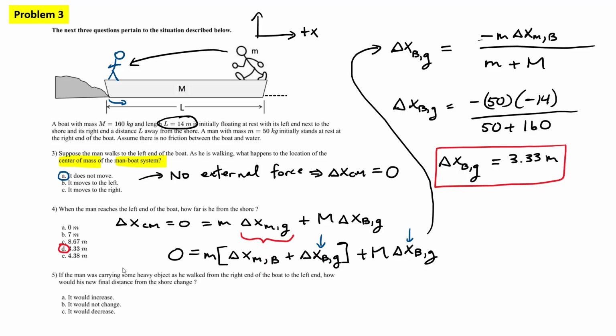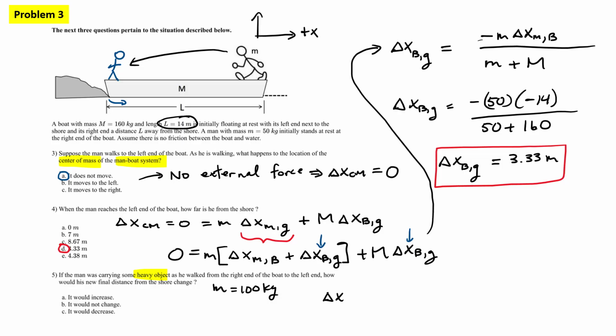The next question says, if the man was carrying some heavy object as he walked from the right end to the left end of the boat, how would his new final distance from the shore change? Would it increase, would it not change, or would it decrease? All right, so if he's carrying more mass, again, there's more mass shifting from one side of the boat to the other. Now, what that means over here, again, we already have a general equation. So what happens, for example, instead of making his mass equal to 50, what happens if I set his mass equal to 100? That would be shifting more mass from the right-hand side to the left-hand side.